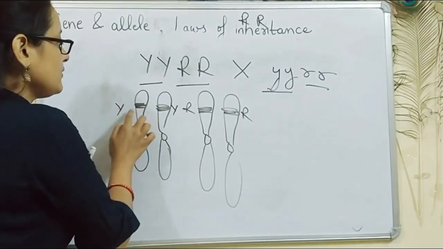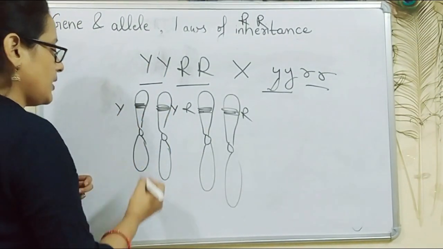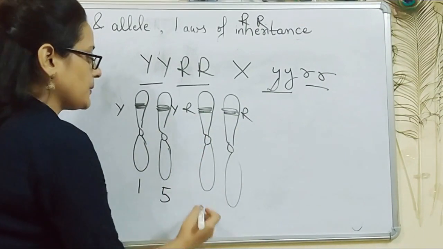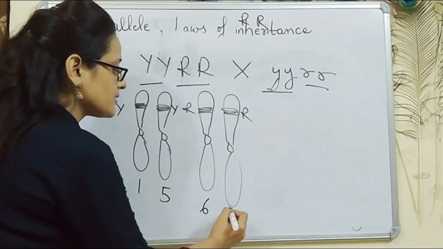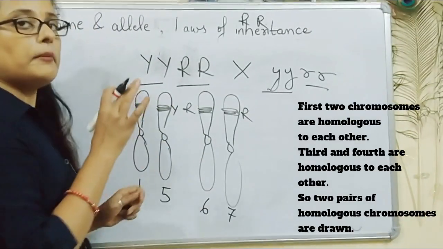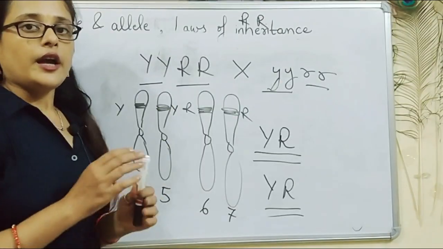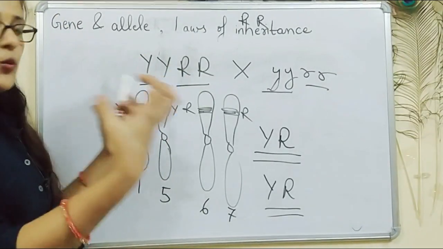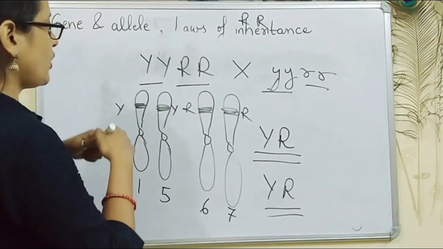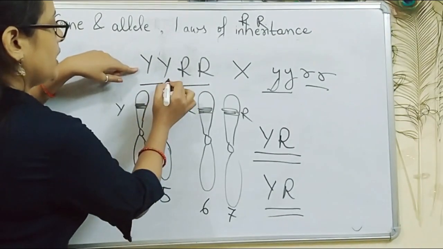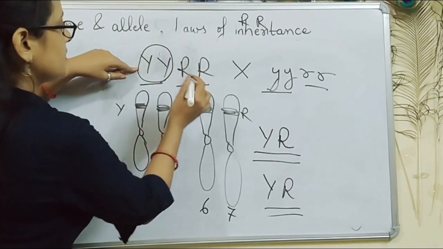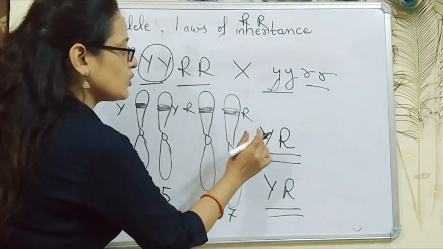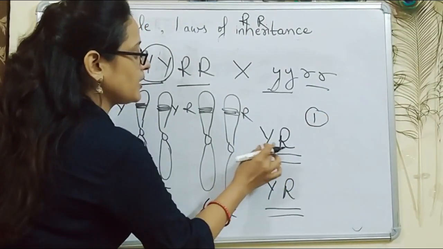That is, the allele capital Y, suppose they are present in chromosome number 1 and 5. So capital R will be present on chromosome suppose 6 and 7. This made Mendel so successful. According to law of segregation, every allele pair will separate from one another. That is, when gametes will be formed, one Y will enter into one gamete from this pair. Similarly, one R will enter from this pair into the same gamete. So suppose first gamete is having capital Y, capital R.